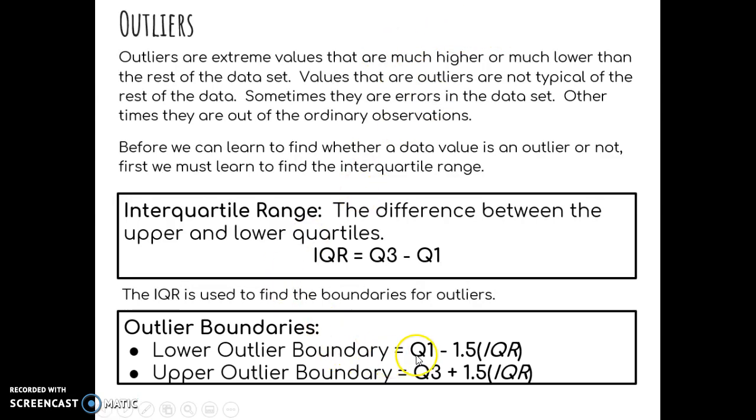For the lower boundary, we start with Q1 and we subtract 1.5 times the IQR. So again, you have to find IQR first. For the upper outlier boundary, it's Q3 plus 1.5 times IQR. You definitely want to write those formulas down because you're going to need them.